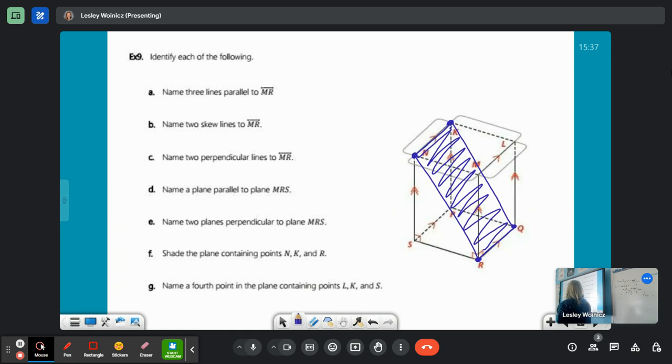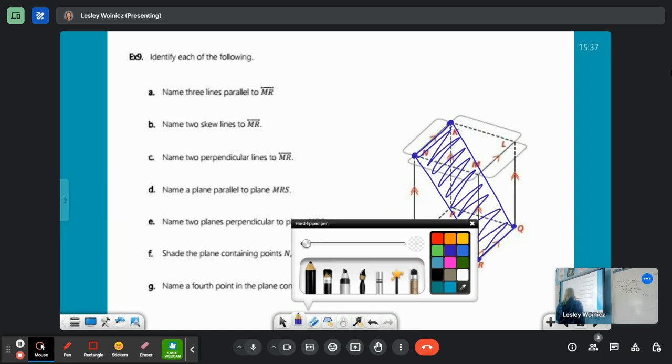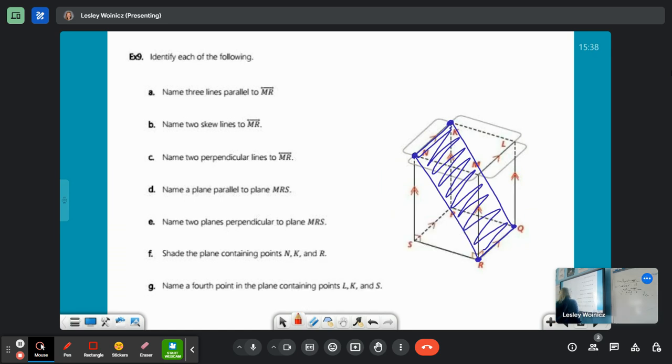All right, what about this one? It's similar. Name a fourth point in the plane containing points L, K, and S. So I'll do this in red. L, K, and S. What's the other point in that plane? Yeah. R. So don't forget to say point R. But if we made this plane, it would look like this. Kind of fun. All right, we're going to stop there.